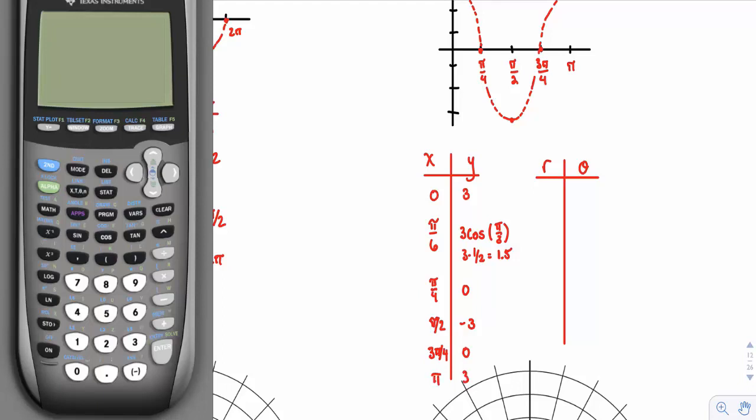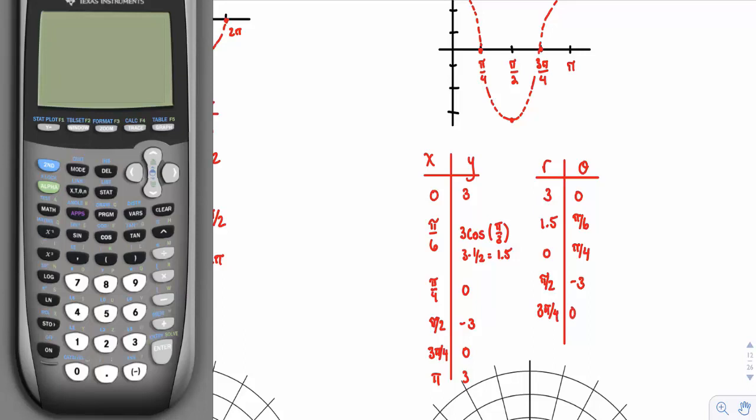So we're going to take all these points and flip them for our polar coordinates. So that's going to be 3, 0. Then 1.5, pi over 6. I don't know why I said 4 on that one. Then my next point is going to be pi over 4, 0, then pi over 2, negative 3. And then 3 pi over 4, 0.